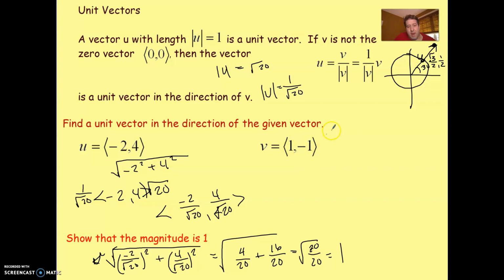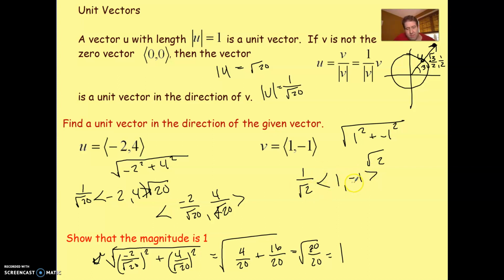So I'm going to do the square root of 1 squared plus negative 1 squared. This would be pretty easy because it's 1 plus another 1, which makes the square root of 2. The square root of 2 is the magnitude of this, which is about 1.4, so I'm not really shrinking it down too much. Therefore, 1 over the square root of 2 times our vector is going to give us our unit vector.